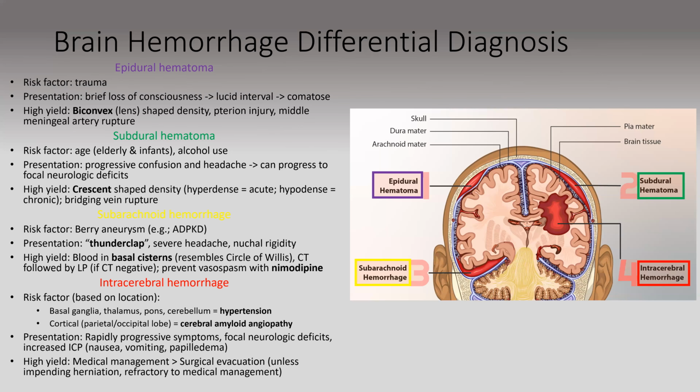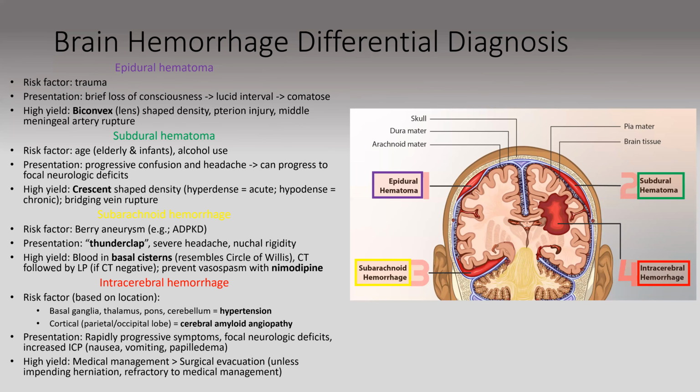For the workup, you do a CT followed by a lumbar puncture. So only lumbar puncture if CT is negative. And then remember, you need to use nimodipine, a calcium channel blocker, to prevent vasospasm in these patients. And the last one here is intracerebral hemorrhage, which we touched on in the first practice question.